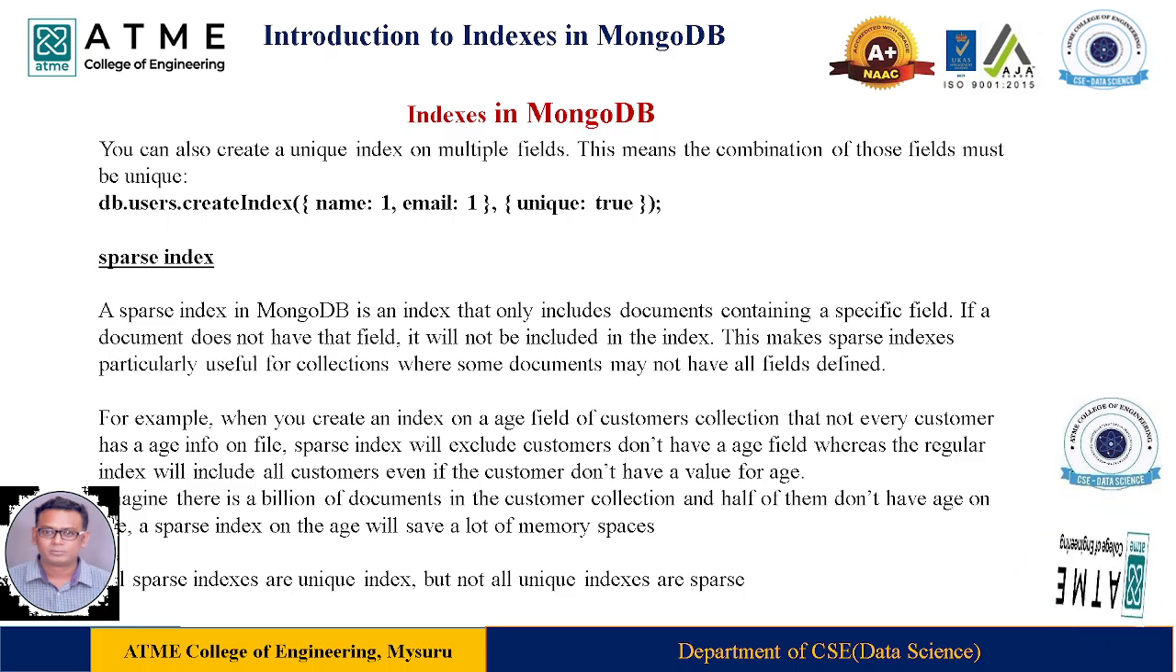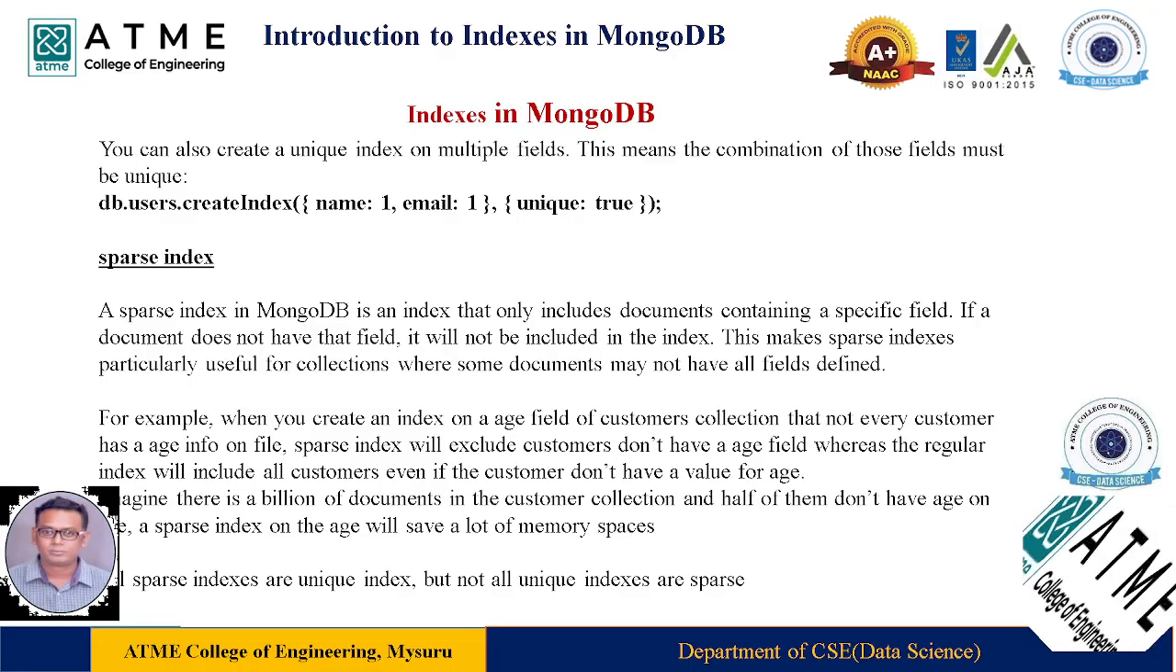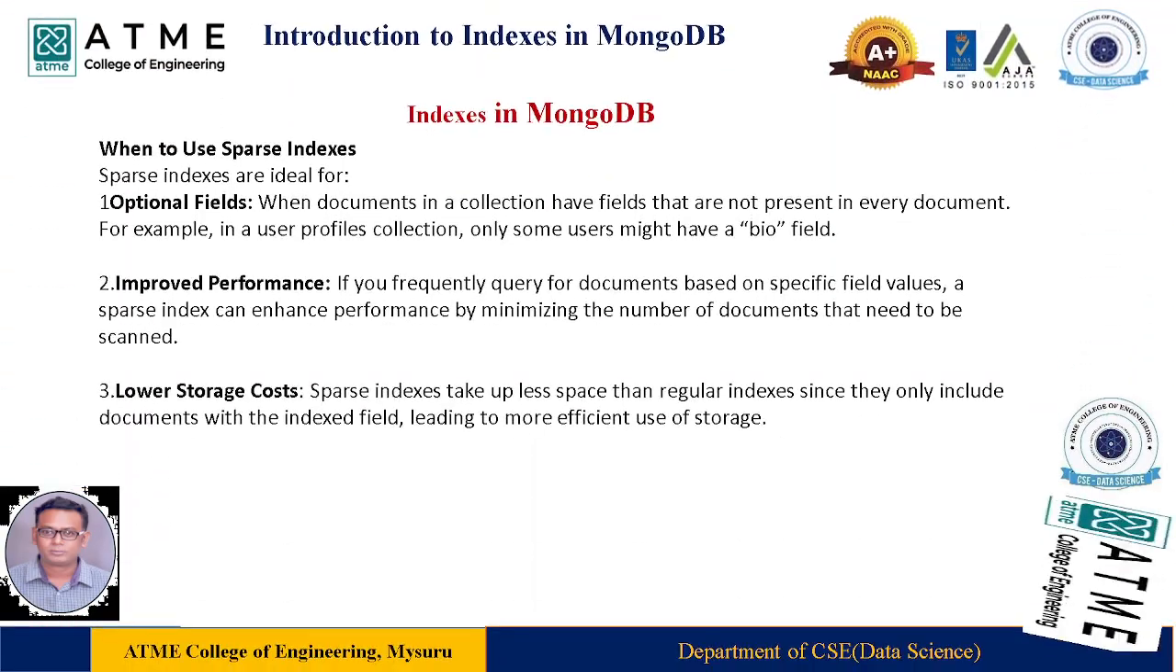So imagine there are billions of documents in a customer collection. Half of them don't have the age field, that is, age is not on file. So a sparse index on age will save a lot of memory space. All sparse indexes are unique indexes, but not all indexes are sparse. So when to use a sparse index? Sparse indexes are ideal for optional fields. They provide improved performance and result in lower storage costs.